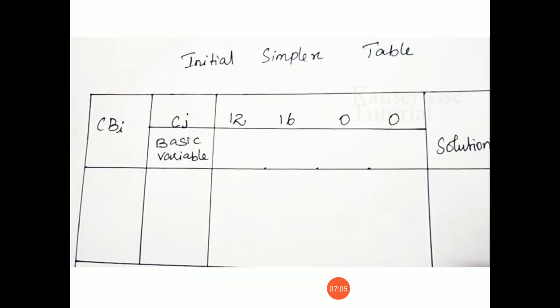So I will be writing these coefficients in the Cj row. I have written it here in the Cj row: 12, 16, 0, 0. So these are the coefficients of the objective function.